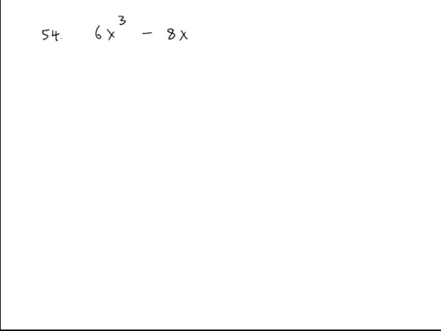54, 6x cubed minus 8x has a 2 in common and an x in common. 2 goes into the 6 three times. X from the x cubed leaves me with an x squared. Remember, this power and this power add up to be that power. 2x goes into the negative 8x minus 4.